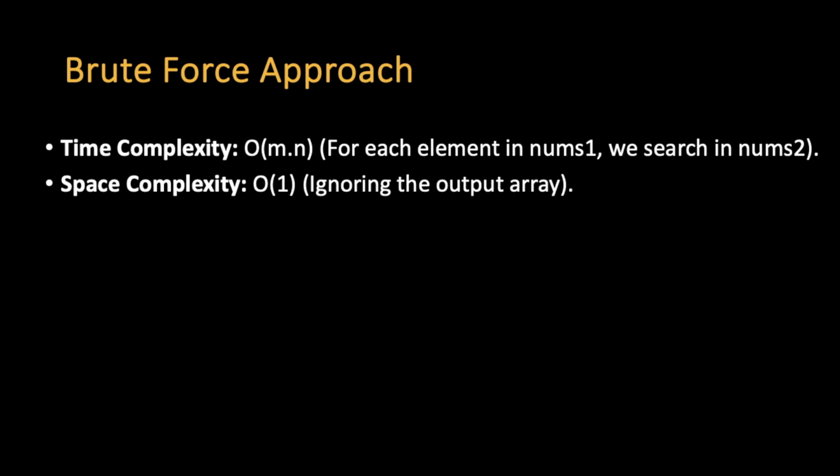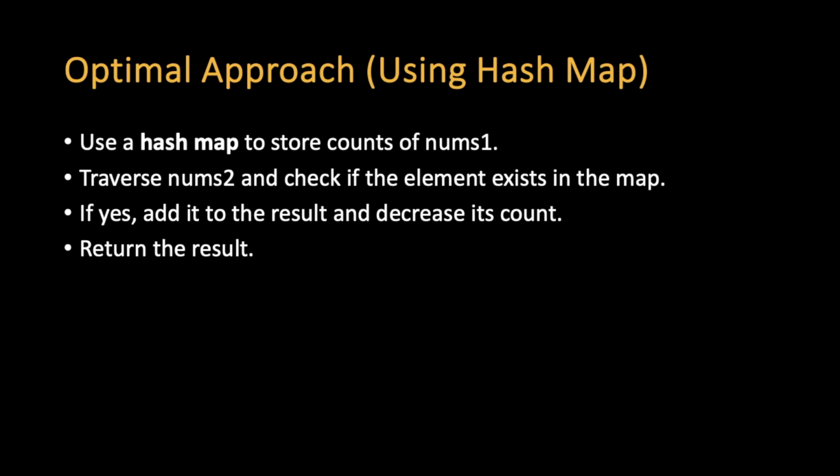Okay, so now let us understand the time complexity of this approach. The time complexity will be big O of m times n, where m and n are the number of elements of array 1 and array 2, that is nums1 and nums2. And the space complexity will be big O of 1, as we are ignoring the output array. Okay, so now let us understand what the optimal way to solve this problem can be. We will use a hash map to store the counts of nums1.